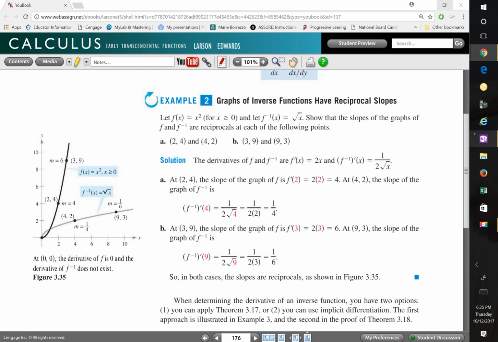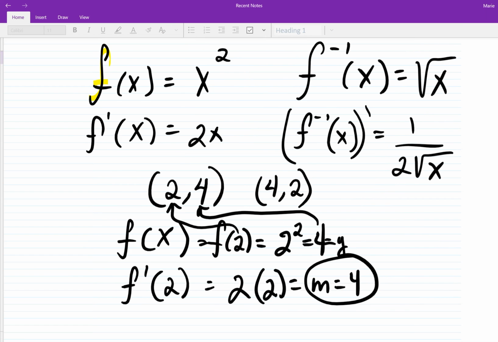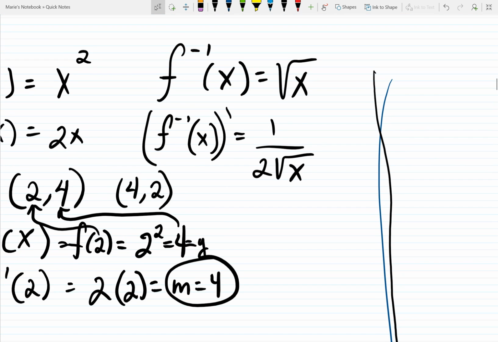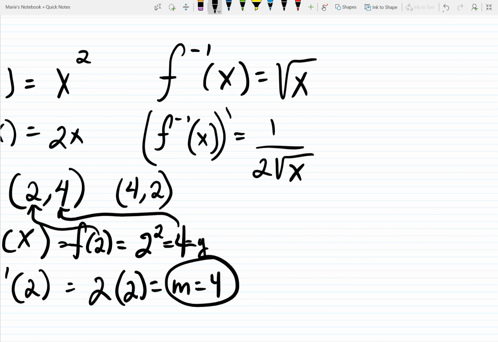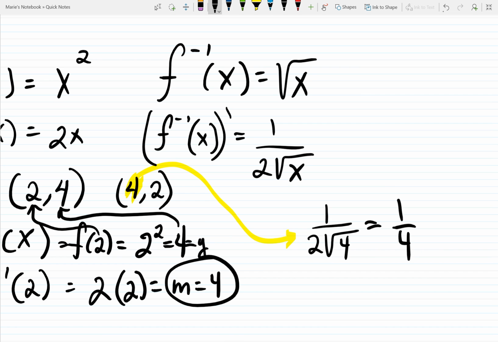So one of the things that we knew right off the bat was that if these are reciprocals of each other, their points, x and y, switch position. So if I were to take 1 over 2 times the square root of 4, because again I'm looking now over here where x is 4, I'm going to get the slope which is going to give me 1 over 4. Hence the slopes are reciprocal of the equation. That's what I was trying to explain in class.